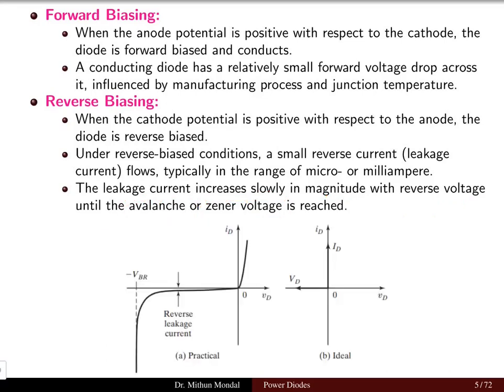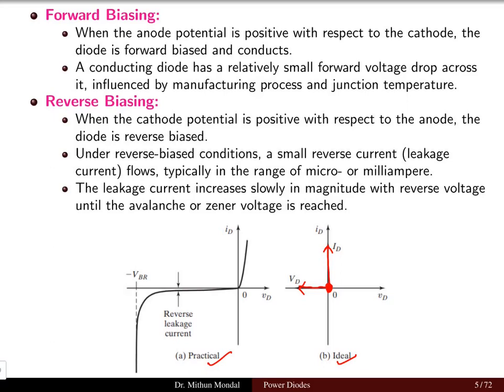So here we can see the VI characteristic of a practical diode and the ideal diode. In the ideal diode, the diode starts to conduct at zero potential. So here the potential is zero, but the diode is starting to conduct. And in the reverse bias, you have a diode potential Vd here.